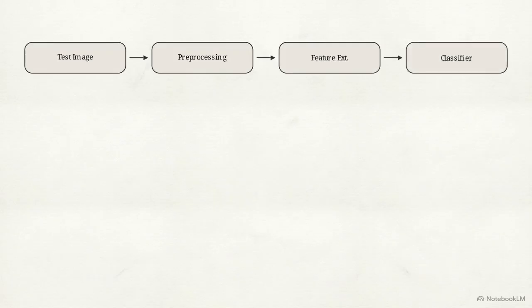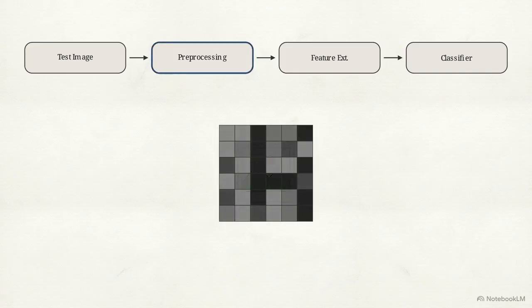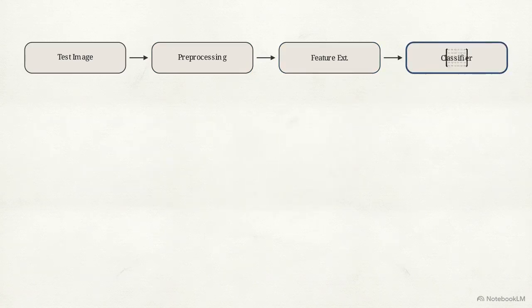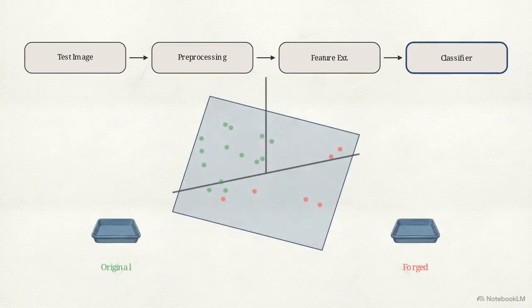The initial step is image pre-processing. The system strips away distracting visual context by converting the file to grayscale and dividing it into smaller analytical blocks. Next is feature extraction. The spatial data is translated entirely into a measurable mathematical matrix. Finally, those matrices are fed into a classifier. This is a trained algorithm, like a support vector machine, that sorts the inputs to deliver a definitive mathematical ruling on forged versus original regions.